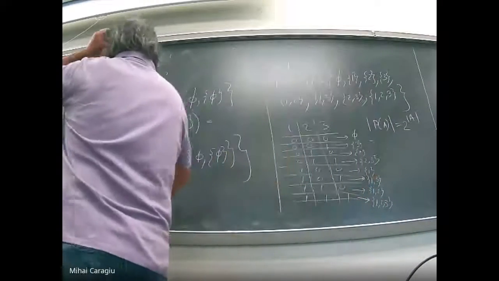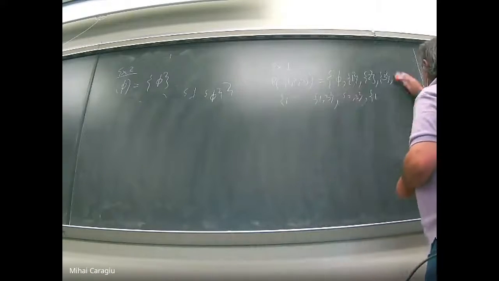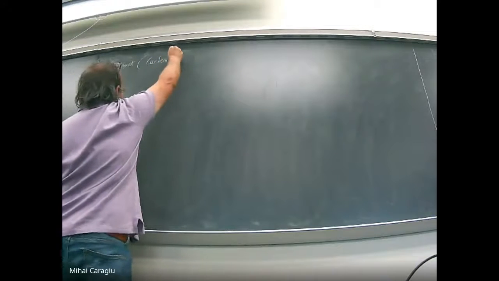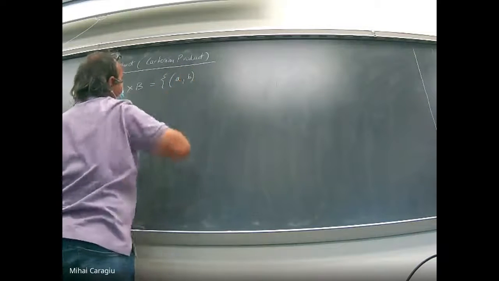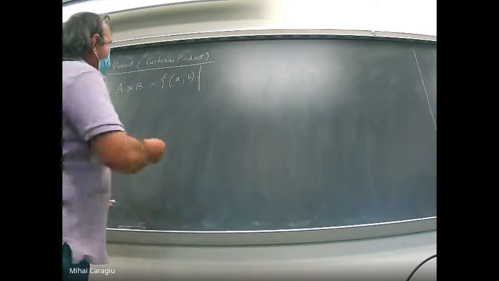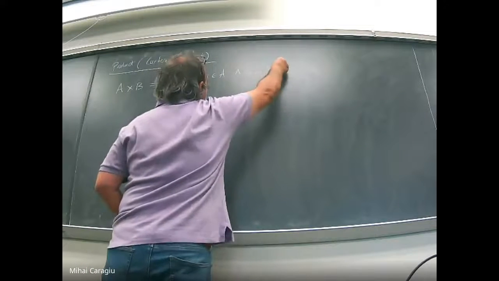Next, let's do the product of sets. Product, as in Cartesian product. A cross B, the product of two sets, is a set consisting of all possible ordered pairs (a, b) such that small a belongs to the set big A and small b belongs to big B.